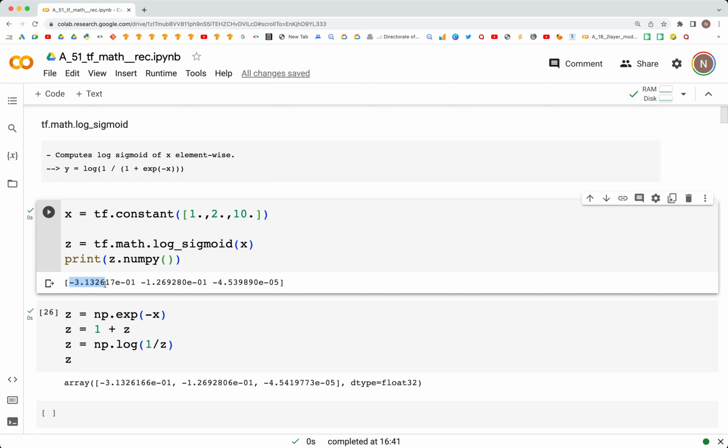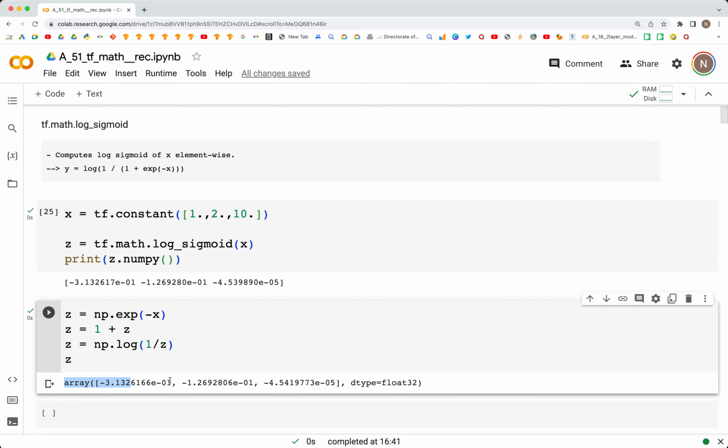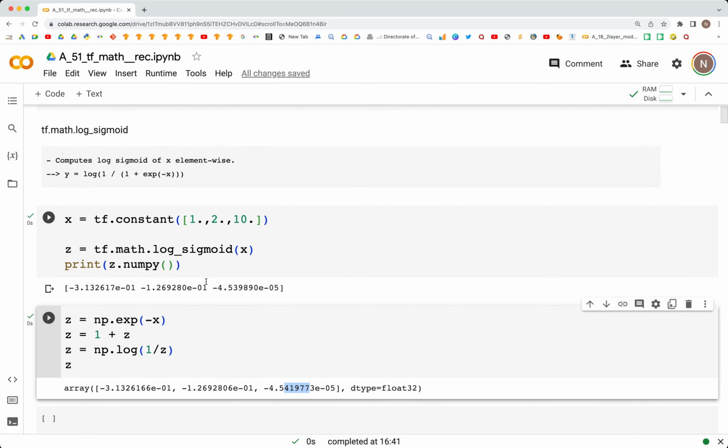This is 3.13, we get a 3.13 e to the power -1, and we have -1.26 e to the power -1. Then we have 4.5, slightly different values here, e to the power -5. So that's how we can calculate the log sigmoid in TensorFlow.